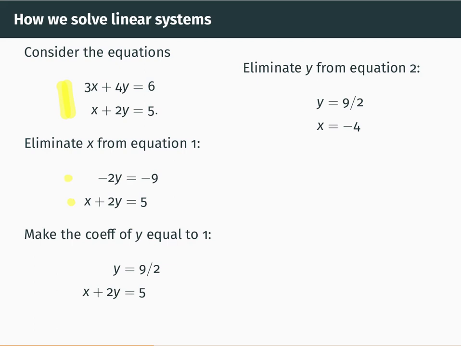One possible next step is to make the coefficient of y in the first equation equal to 1 by multiplying by minus a half. Then the first equation will become y is equal to 9 over 2, and the second equation wouldn't change. Then finally what you could do is eliminate the x from the second equation by subtracting 2 times the first equation from the second. And if you do that, the first equation doesn't change and the second equation becomes x equals minus 4. You've now manipulated these equations to a point where you can read off the solutions.